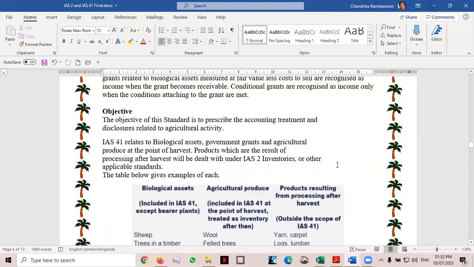The objective of this standard is to prescribe the accounting treatment and disclosures related to agricultural activity. IAS 41 relates to biological assets, government grants, and agricultural produce at the point of harvest. Again, that is our cutoff point. Products which are the result of processing after harvest are dealt with under IAS 2 or the applicable standards, and this is very important, especially this word after harvest.